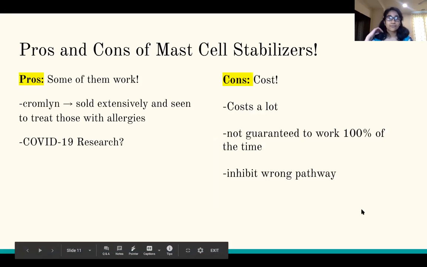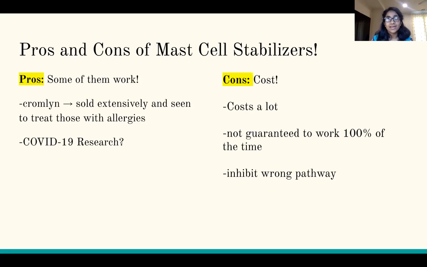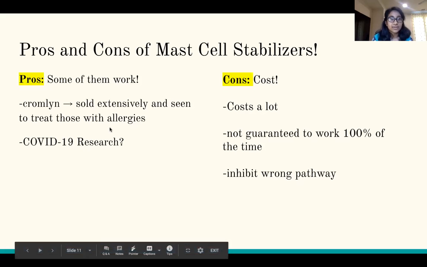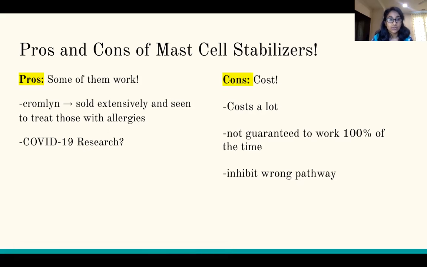So we have all of these great things about mast cell stabilizers, and it's great that people have already come up with a way to inhibit the pathway. However, there are some cons to it. The pros are that some of them work. People have been treated with a type of drug called cromolyn, which is a type of mast cell stabilizer. It's been sold extensively, and it's been seen to treat those with food allergies. So that's a good thing.